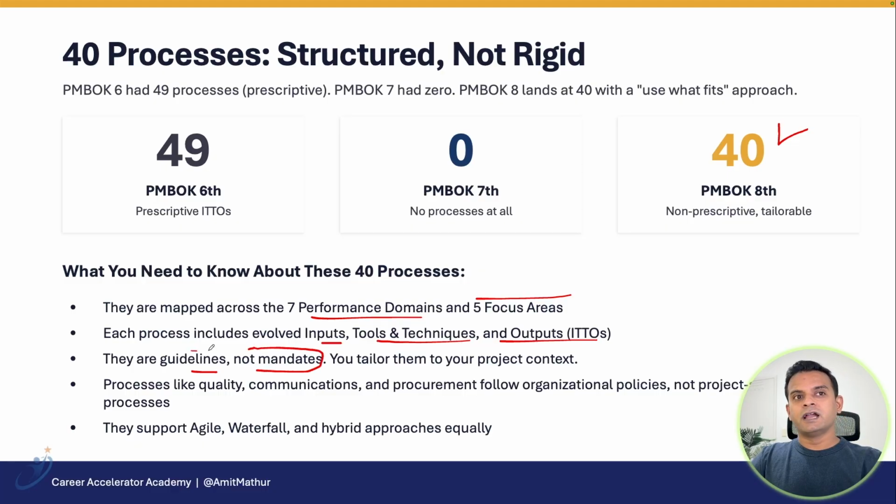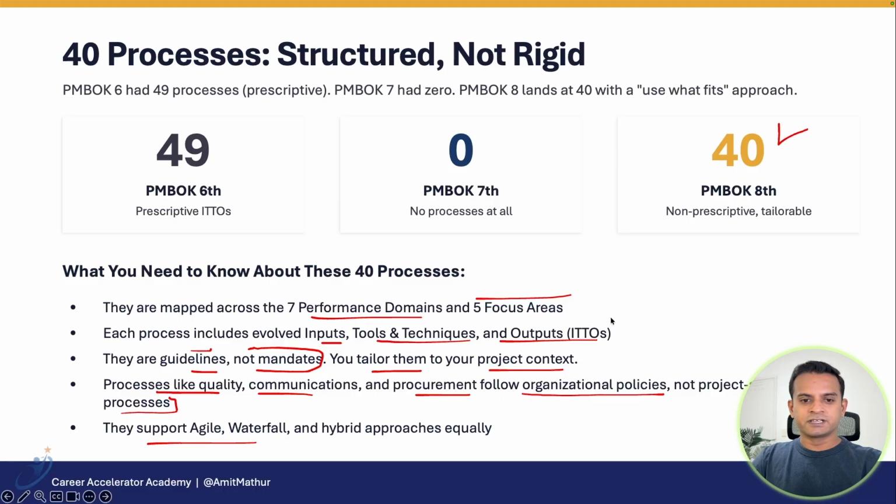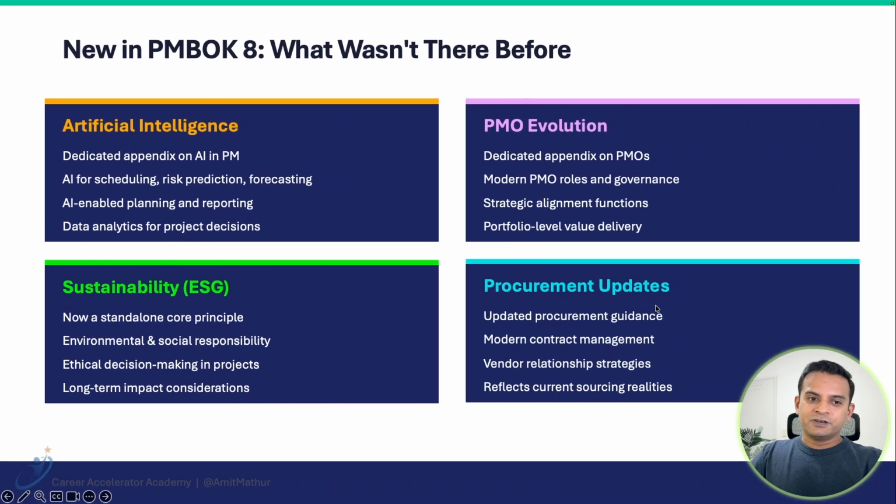When we say guidelines, it means whenever you're working on any task, you need to make sure that you have these tools and techniques in your mind, but it is not mandatory that you perform all of those activities for that particular situation. You can tailor them to your project context. For processes like quality, communication, and procurement, you need to follow the organizational policies, not project-specific processes. They support agile, waterfall and hybrid approaches equally. Interesting, right?